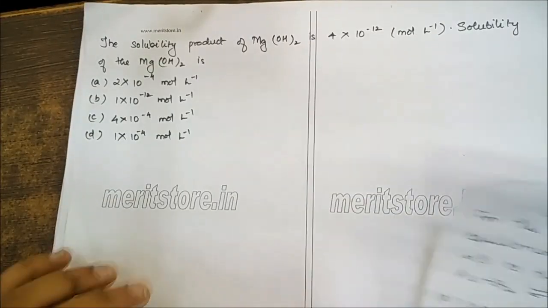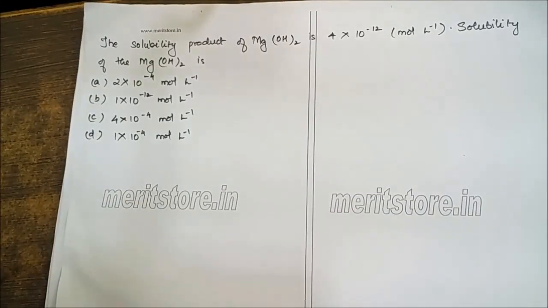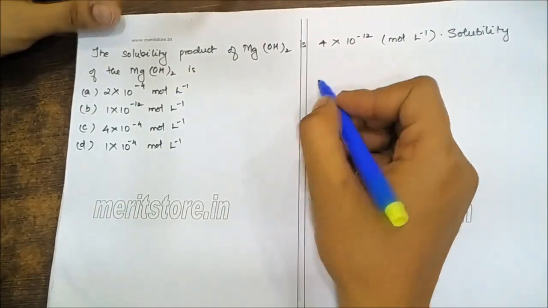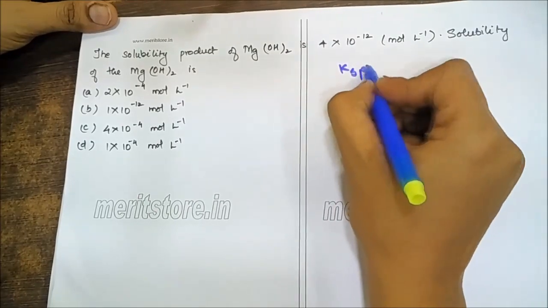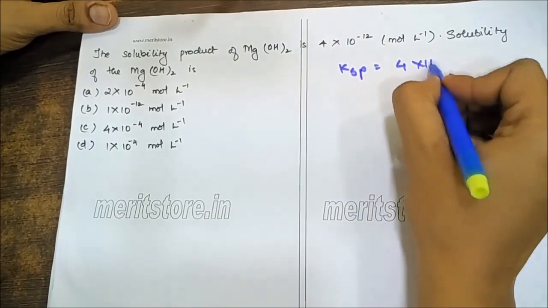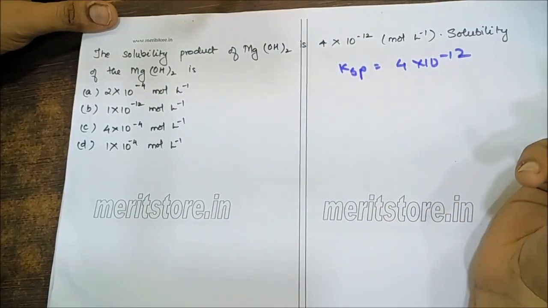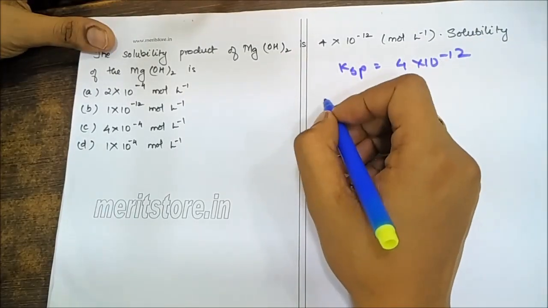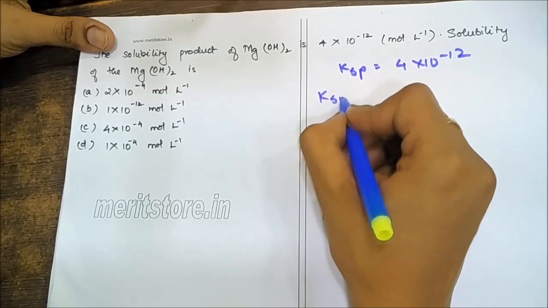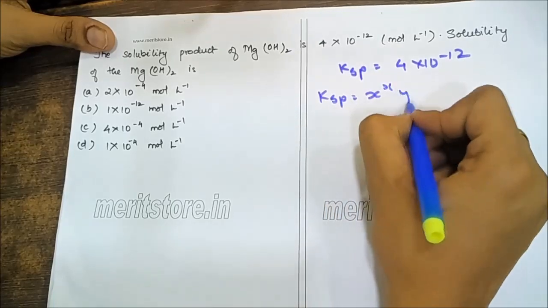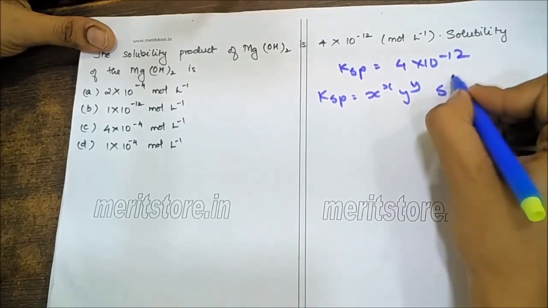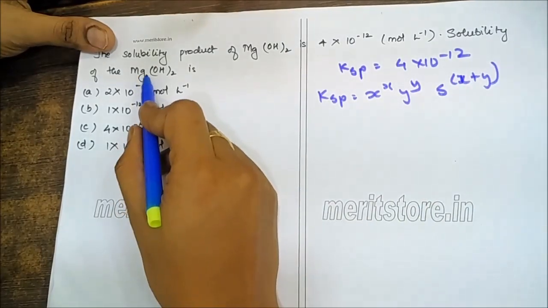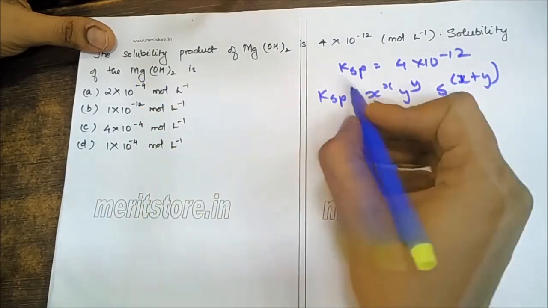Next. The solubility product of the salt is given as, okay, so I am given Ksp, solubility product, as 4 into 10 raised to minus 12. And we are asked the solubility. Now remember the relation. How are they related? They are related as Ksp is x raised to x, y raised to y, and solubility raised to x plus y. Now see, x is 1 and y is 2.